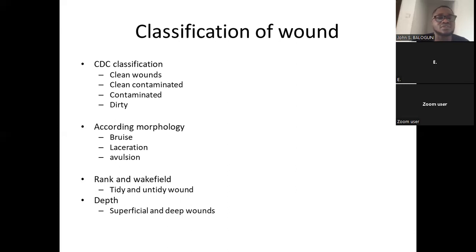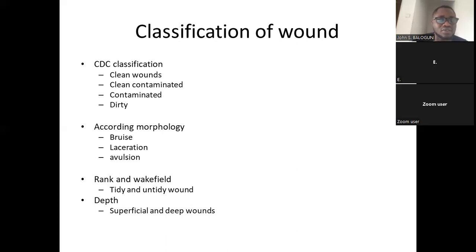Now, what is the relevance of all this? Commonly, for clean wounds, you don't give prophylactic antibiotics, but for the others, you want to give prophylactic antibiotics. For clean contaminated, you want to give prophylactic antibiotics. For contaminated and dirty wounds, you want to give both prophylactic and therapeutic antibiotics. What are prophylactic antibiotics and therapeutic antibiotics? Prophylactic antibiotics are antibiotics that you give to prevent clinical infection, to prevent infection. Therapeutic antibiotics are antibiotics that you are giving because it's an ongoing infection.